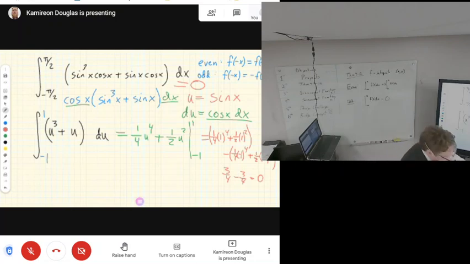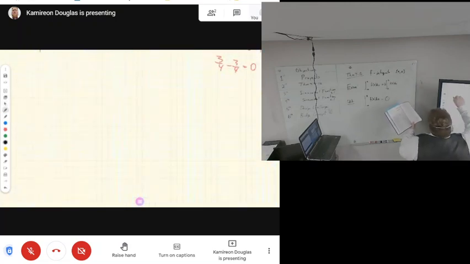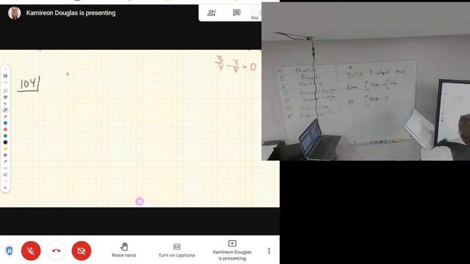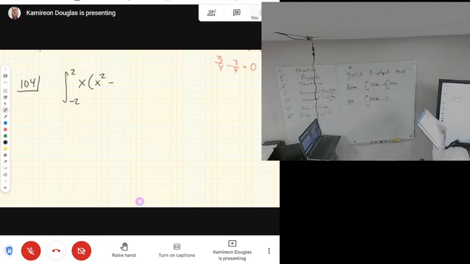So, another example. This time with the even function. Let's see. This one is, yep, number 104 and 101. Boom. Let's do it. Number 104. Okay. Number 104 states the integral of -2 to +2 of x times x squared plus 1 cubed dx.